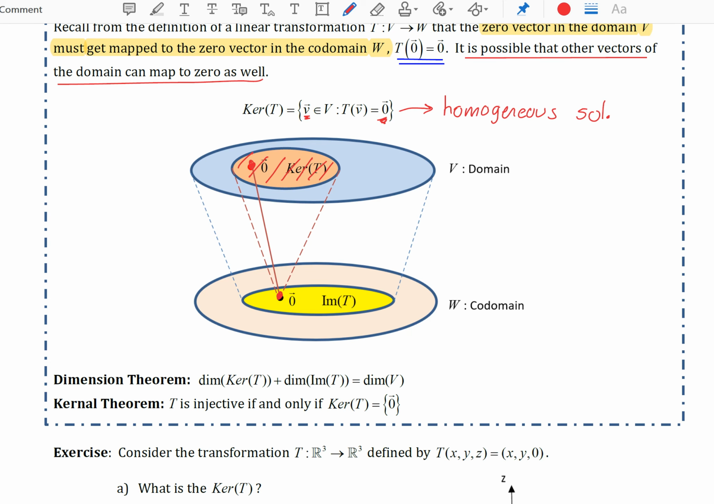Along with this are two other ideas that are important for us to mention. One of them is referred to as the dimension theorem. The dimension theorem says that if you found the kernel and looked at the dimension of the kernel and added that to the dimension of the image, that would be equal to the dimension of V, your domain.